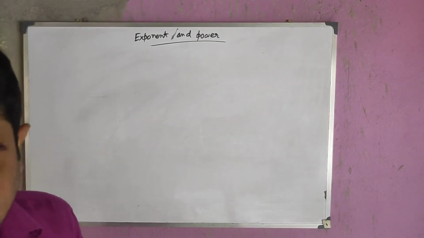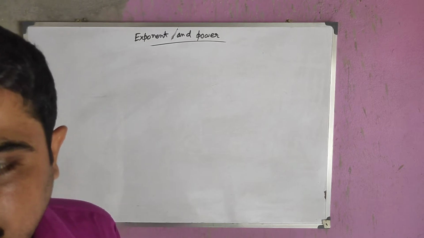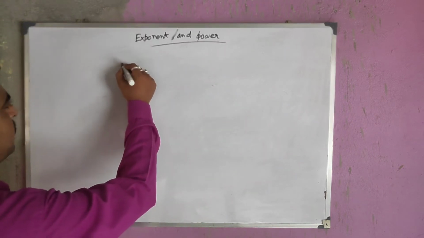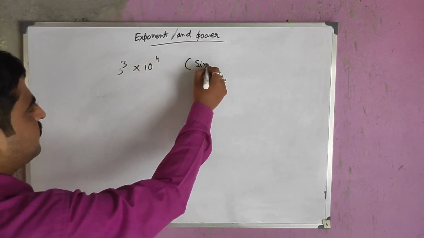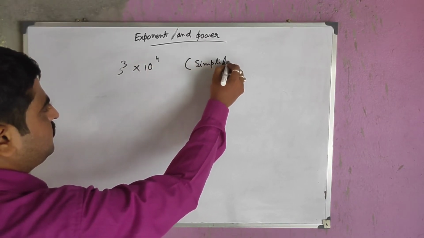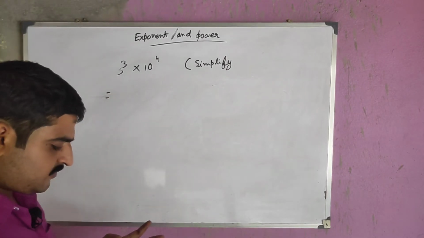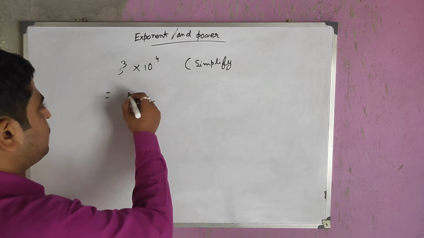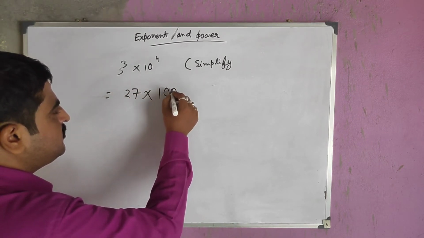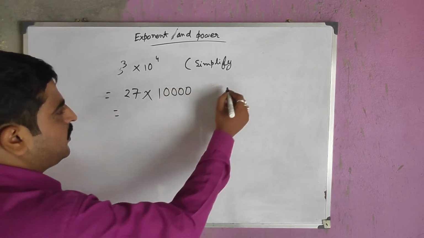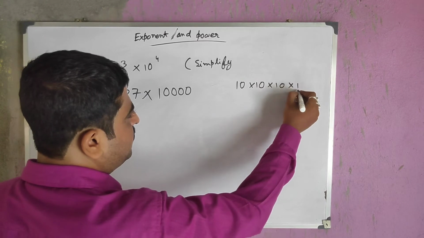Next, simplify 3 to the power 3 into 10 to the power 4. So 3 to the power 3 means 3 into 3 into 3. So it will become 27. 10 to the power 4 means 1 0 0 0 0. Why? Now 10 to the power 4 means 10 into 10 into 10 into 10.